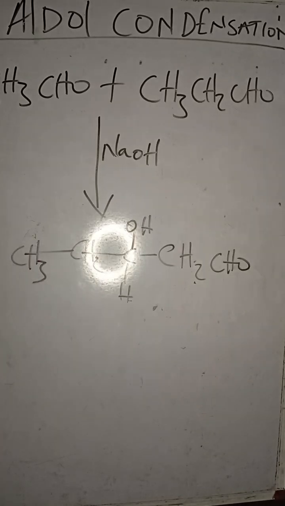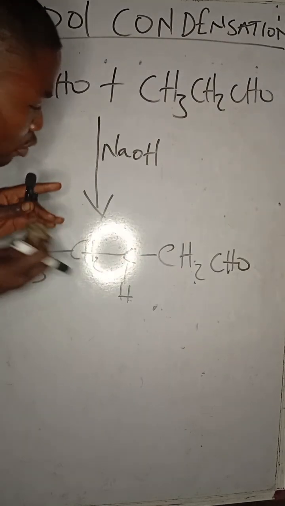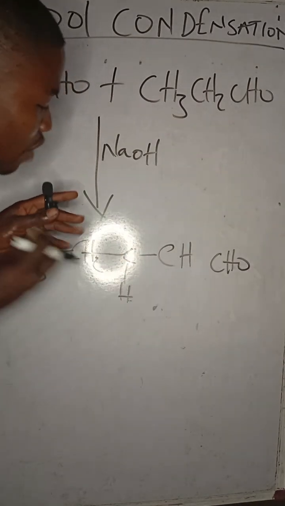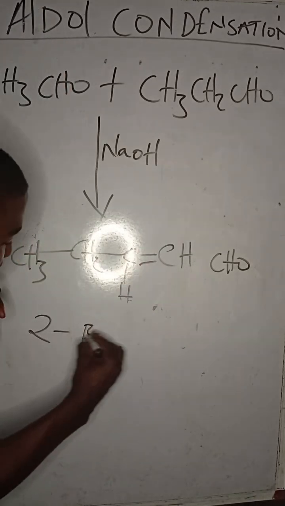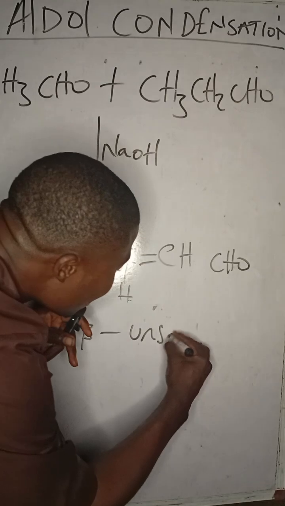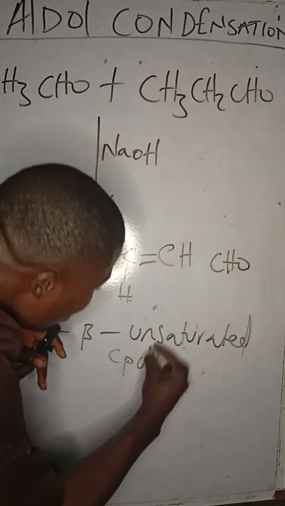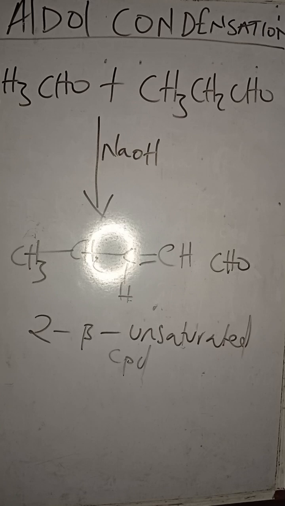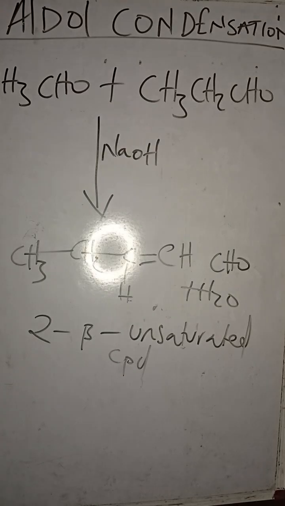Now on condensation, the hydroxy group on the beta position is lost, and a hydrogen on the alpha position is lost, and we get an alpha beta unsaturated compound. So the condensation done so far is known as an Aldol condensation.